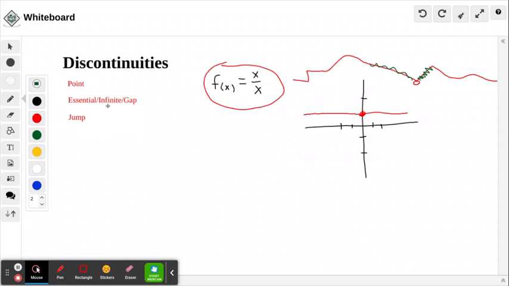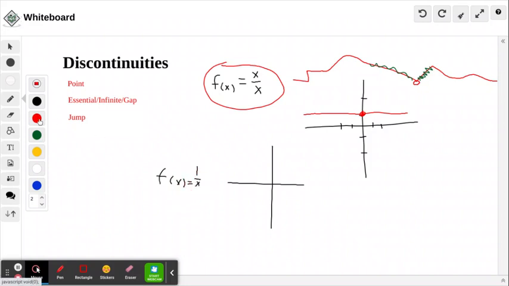Next, let's talk about essential, infinite, or gap discontinuities, because you will also probably be familiar with these. You probably knew about point discontinuities from Algebra 2. You'll probably also know about essential, infinite, or gap discontinuities from Algebra 2, even though you may not call them that. So I'm going to draw another set of axes right here, but this time I'm going to be graphing the function f of x equals 1 over x instead of x over x.